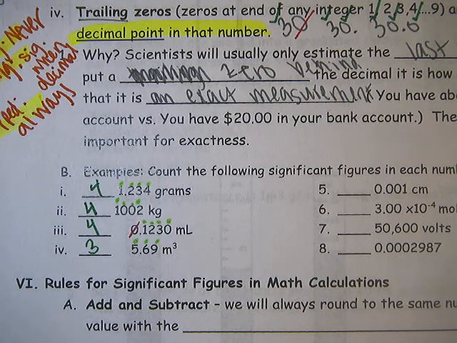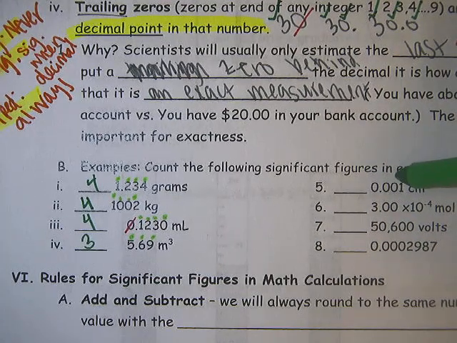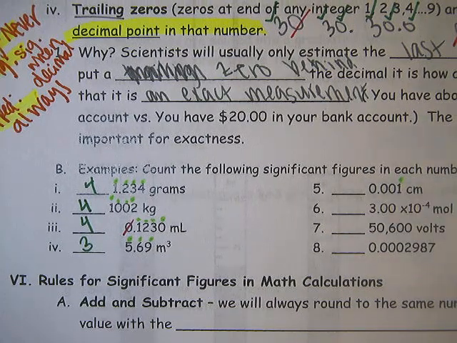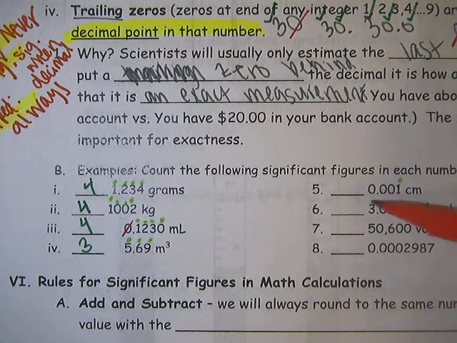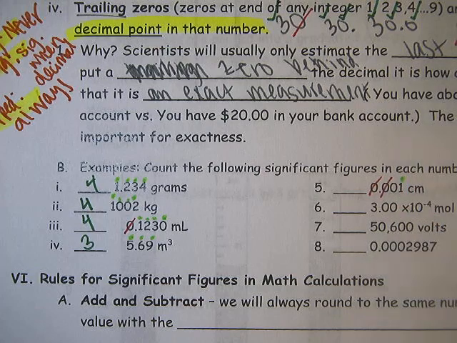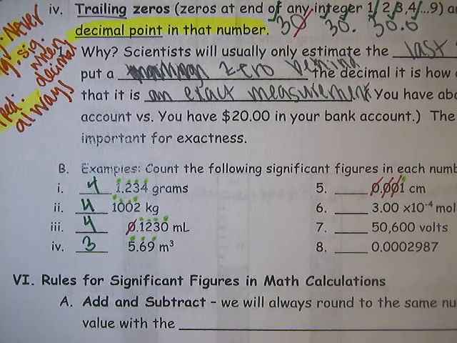The next one, I have 0.001. My 1 is definitely significant. What about this 0 that comes before the decimal? It's a leading 0, so I would say not significant. What about this 0? Also a leading zero. It's not trapped between two non-zero digits, and it's definitely not at the end of the number. And then that means this zero is also a leading zero. So that is how many sig figs?